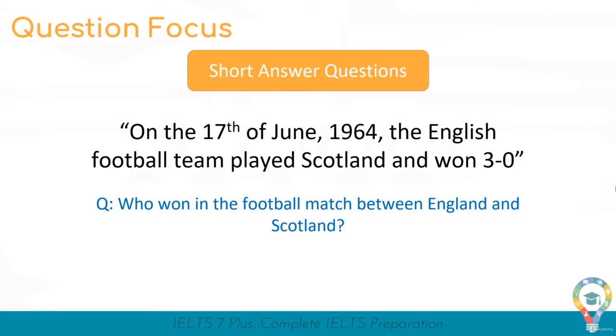So for a short answer question, you will usually be asked to answer between 1 to 3 words. It's very important that you are spelling your answer correctly, and it can almost always be taken from the text. So the answer here is England, as they beat Scotland 3-0. You would simply write England.